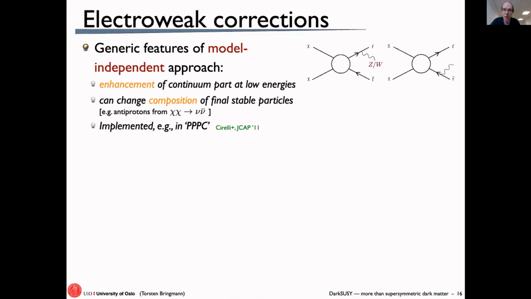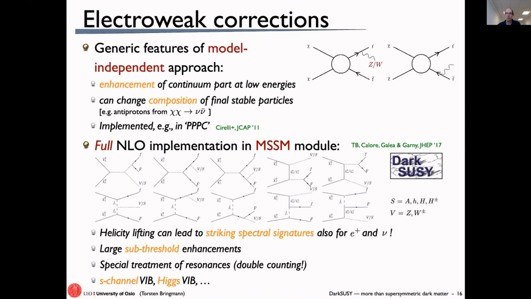Okay, so for electroweak corrections, you can do the same game, but there are conceptual differences. And while one is similar to the case of gluons, so if you emit a massive gauge boson here, it will decay and fragment and give an additional contribution to stable final particles at lower energies typically. But what is nice is that, of course, you open up new channels. Yeah? So even if you, for example, have a completely leptophilic or neutrinophilic dark matter candidate annihilating at tree level only into neutrinos, taking into account these channels will even give you an antiproton flux.